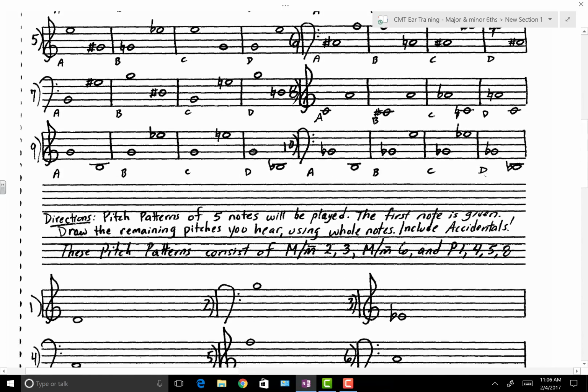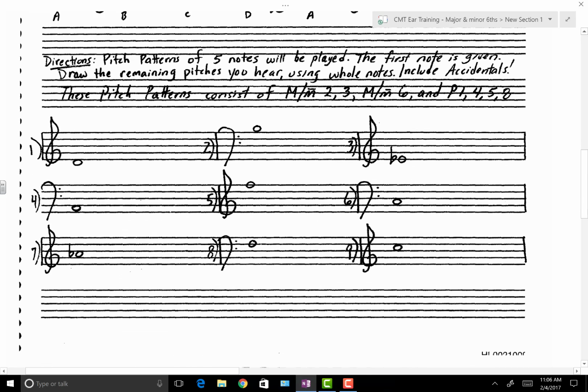Let's go back, and now we'll try some of these pitch patterns. Directions: pitch patterns of 5 notes will be played. The first note is given. Draw the remaining pitches you hear using whole notes. Include accidentals where necessary. These pitch patterns will consist of major and minor seconds, major and minor thirds, major and minor sixths, and also perfect primes, perfect fourths, perfect fifths, and you may even run into perfect octaves.